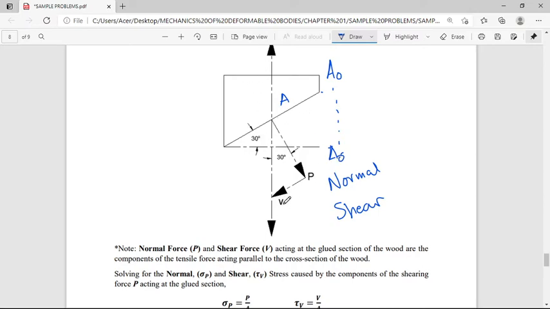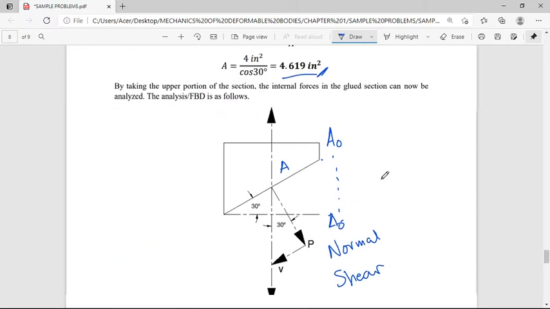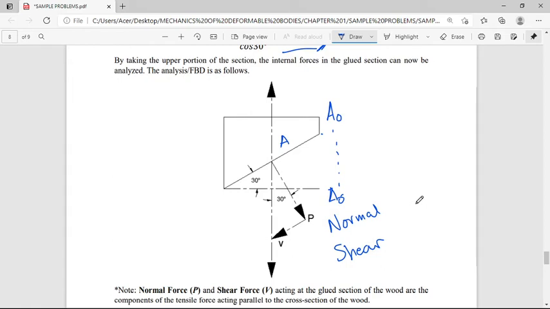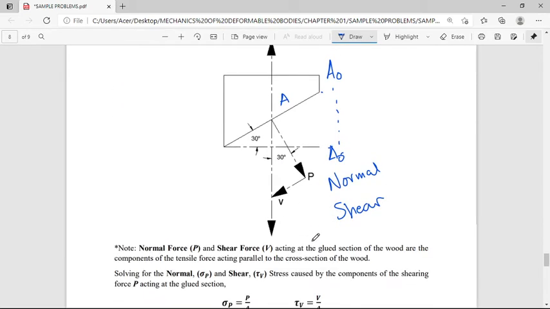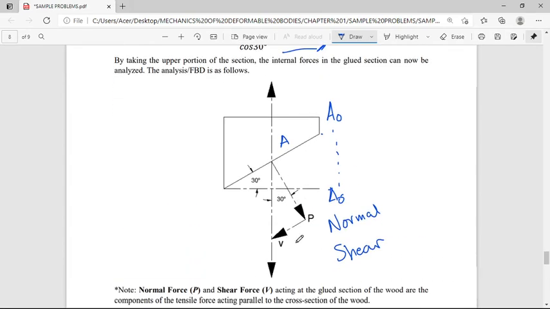And from this triangle, i-analyze mong mabuti nasaan yung 30 degrees dito. Okay? In that way, pwede mong isolve using trigonometric functions ulit yung value ng force P and shearing force V using P over A din. Yan. So, ito, kung ititignan natin mabuti, we have this corner of the triangle formed as the 30-degree angle.